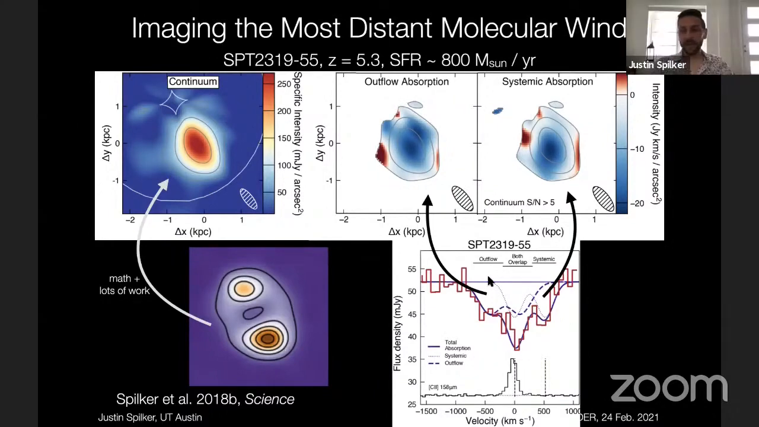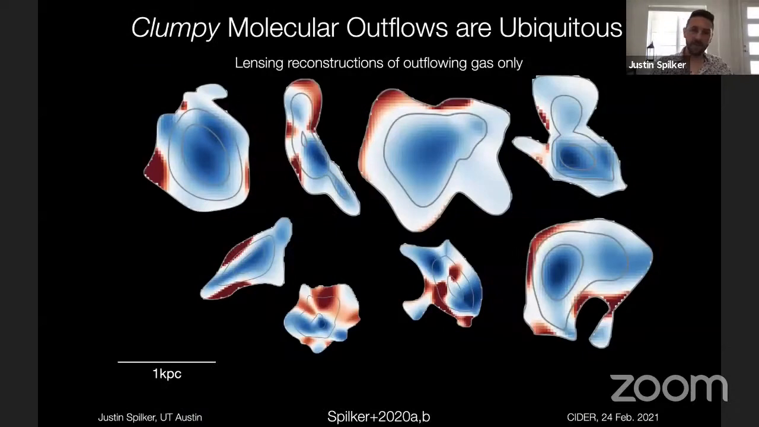But what's cool is that on the left here, the outflow absorption, this is separating out only the absorption that is definitely in the outflow, shows this kind of clumpy structure where we see a few different clumps separated by a few hundred parsecs. And that's actually ubiquitous amongst the sample. So here's just the gallery of all of the targets where we detected outflows. And you can see that these clumpy structures are really common, actually.